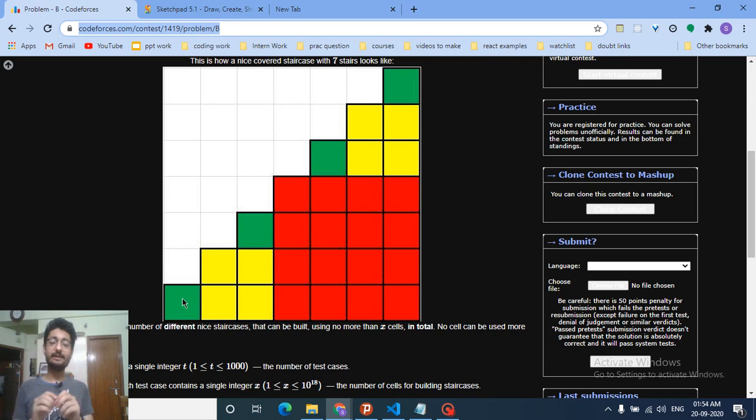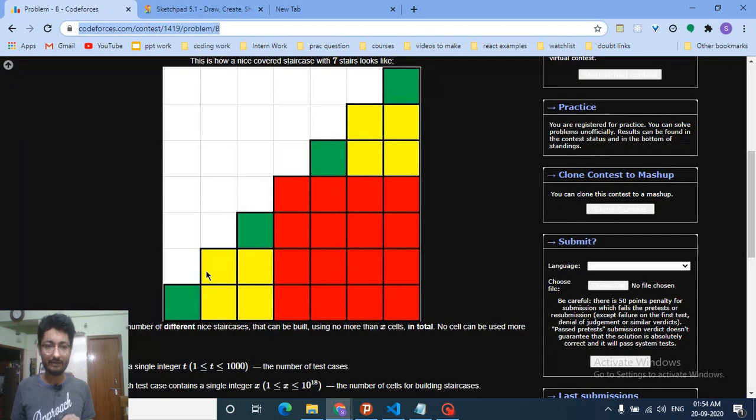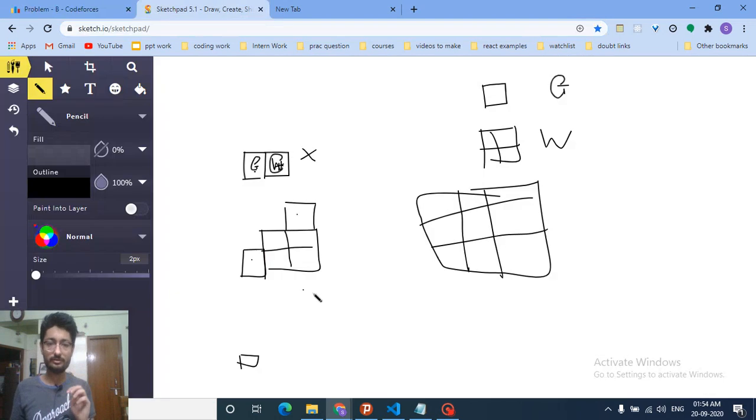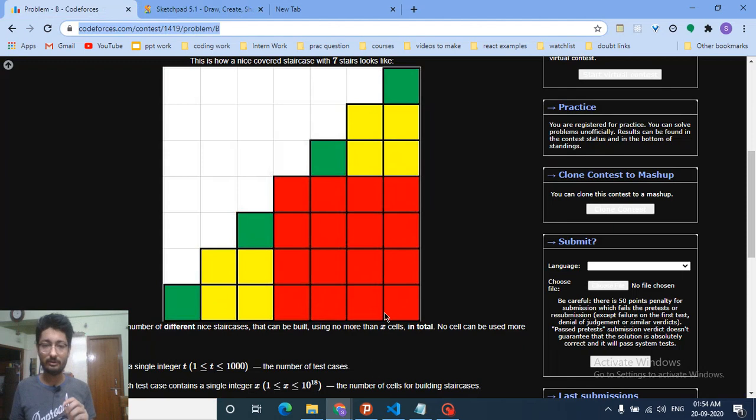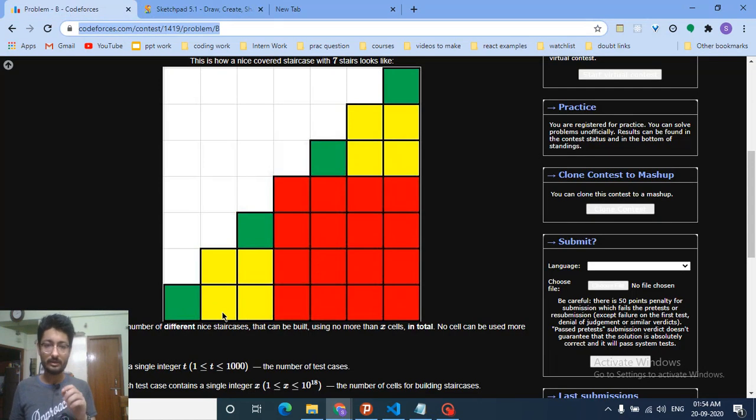If you have a nice staircase of size 1, so first see that a nice staircase can be of size 1, you have this only, or you have a nice staircase like this in which the base length is equal to 3. So the first base length is equal to 1, the second base length is equal to 3, the third base length is equal to 3 plus 4, which is 7. So what you are actually doing here is doubling: 2 to the power 0, 2 to the power 1, 2 to the power 2 and so on.